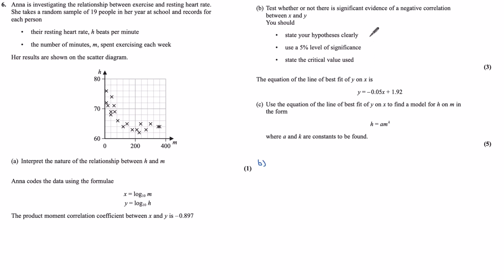Okay, so we are looking at product moment correlation coefficient. Now the product moment correlation coefficient is equal to 0 to indicate no correlation between the sets of data. So my null hypothesis would be that my product moment correlation is equal to 0. I want to test whether or not there is evidence of a negative correlation. So my alternative hypothesis is to test whether the product moment correlation coefficient is less than 0.